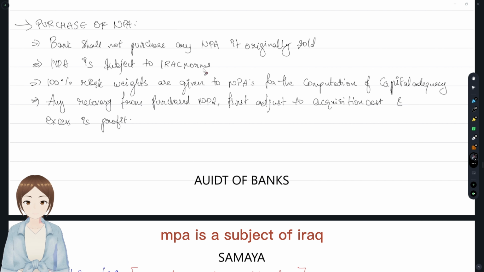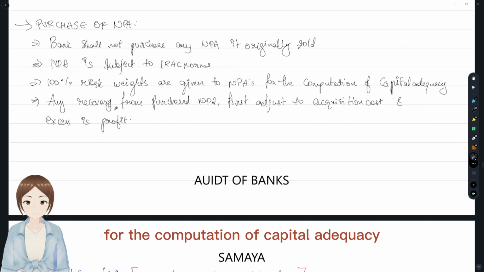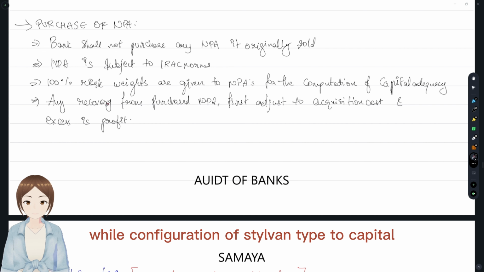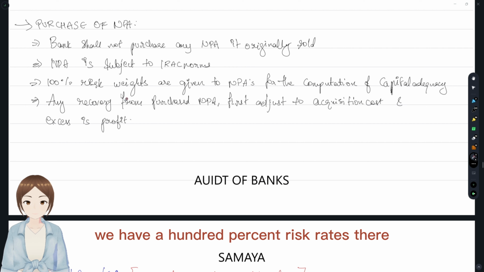NPAs are subject to risk weight norms. 100% risk weights are given to NPAs for the computation of capital adequacy. There are weights used while calculating Tier 1 and Tier 2 capital. We have risk-weighted assets, right? For the NPAs, we have 100% risk weights.